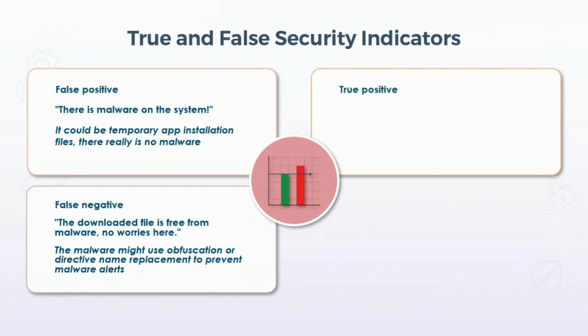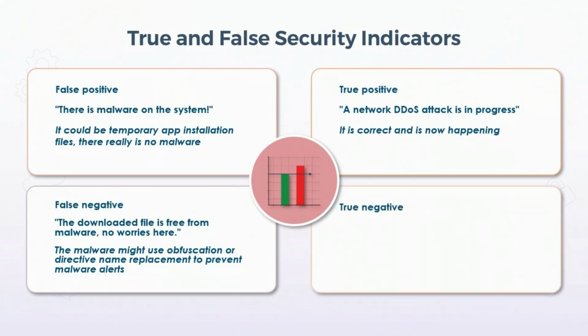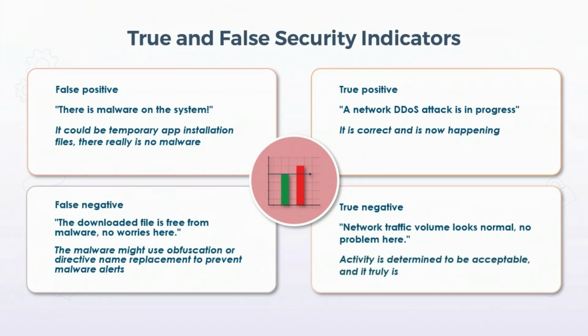Then we could have a true positive such as a network distributed denial of service attack is currently in progress. A true positive means that this is correct and it is happening. A true negative might come in the form of an alert that states network traffic volume looks normal. There's no problem here. That means that the activity might be acceptable and it truly is. So the negative part comes from that there's not a problem here, but it's true, there is no problem. But in order for all of these to be able to work correctly in an enterprise, you have to have a baseline of what is normal in your environment and on your web application servers.